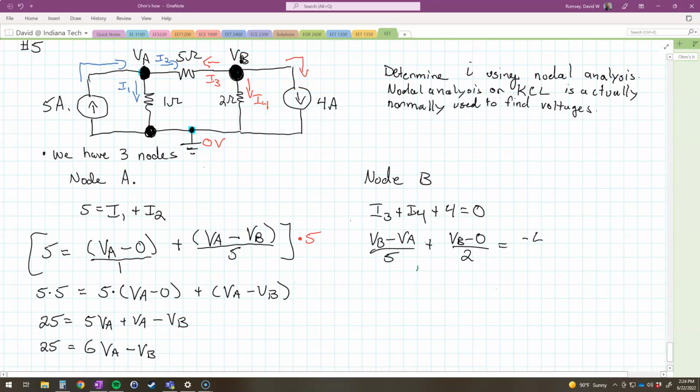And then I'll go ahead and move the 4 to the other side, is equal to negative 4. So this time, I'm not going to multiply it by 5, I'm going to multiply both sides by 10, because that's what 5 times 2 is. So let's see what happens there. So I'll have 10 times VB minus VA over 5 plus 10 times VB minus 0 over 2 is equal to negative 4 times 10.